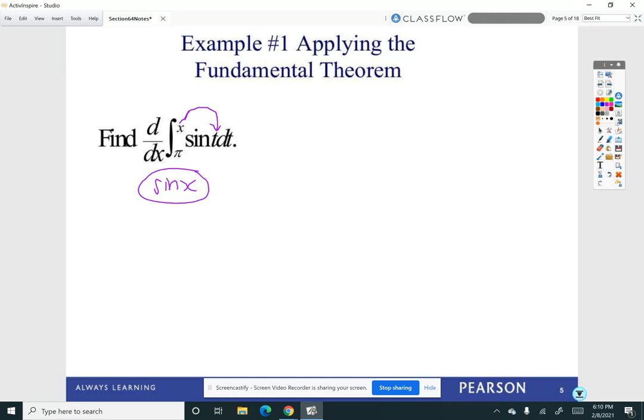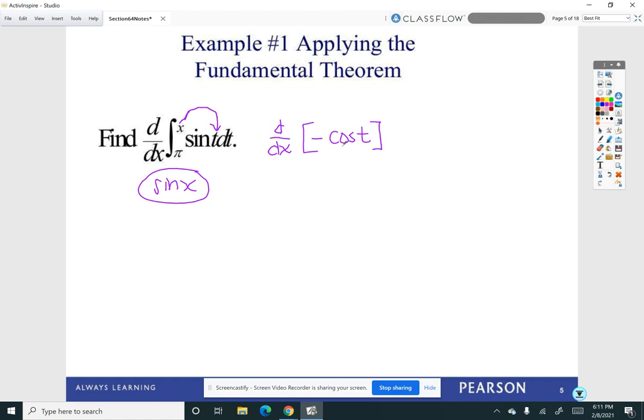Basically, you're just substituting the upper limit of integration in for the variable t. Now, just so you get an idea of why that is, let's take this step by step. We're going to evaluate the integral first. So I'm just going to write this derivative out in front. When we evaluate an integral, we do that by finding the antiderivative of sine of t. The antiderivative of sine of t is negative cosine of t.